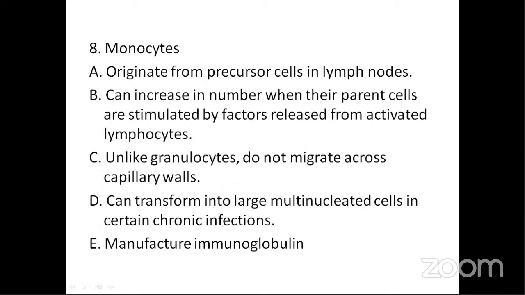Next question. Monocytes originate from precursor cells in lymph nodes, can increase in number when their parent cells are stimulated by factors released from activated lymphocytes, unlike granulocytes do not migrate across the capillary walls, can transform into large multinucleated cells in certain chronic infections, manufacture immunoglobulins. Which among the following is true and which is false?